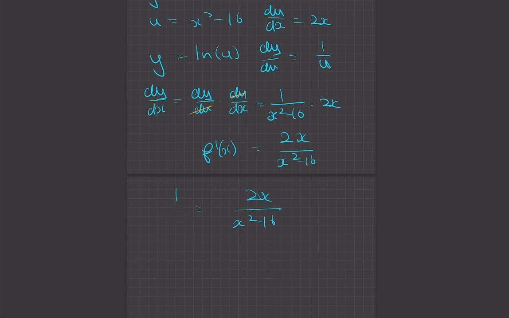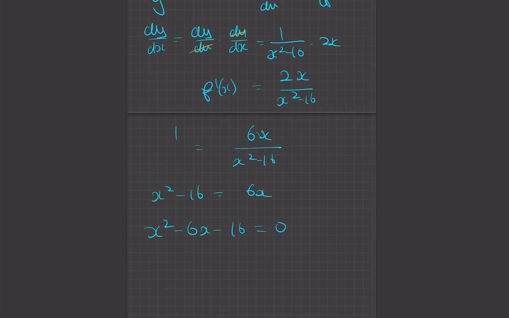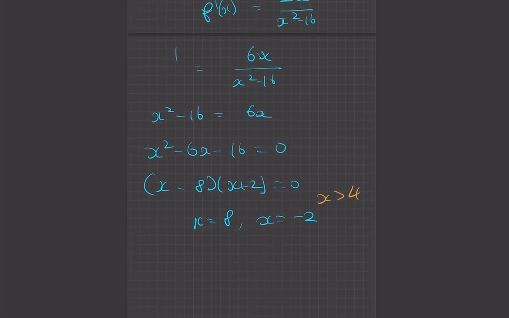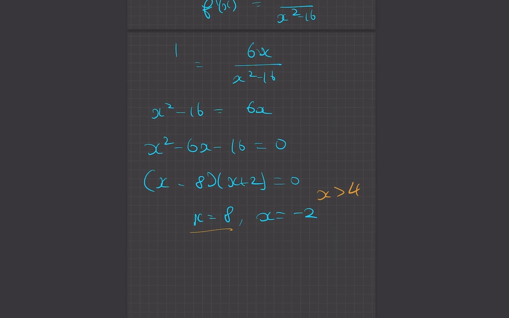So let's multiply both sides by 3. On the left-hand side we just get 1, and here we get 6. And then let's multiply through by x squared minus 16. So x squared minus 16 is equal to 6x. Let's move that over. So x squared minus 6x minus 16 is equal to 0. And I can see we can factor this as x minus 8 and x plus 2 is equal to 0. So either x is equal to 8 or x is equal to minus 2. But remember, x must be greater than 4. So the only valid solution is x equals 8. So the answer is the x coordinate of B is x equals 8.